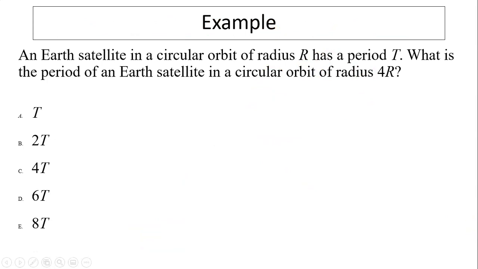Last example. An Earth satellite in a circular orbit has radius r and period T. What is the period of an Earth satellite in a circular orbit of radius 4r? How is T related to r? Remember the equation we derived? T is proportional to r to the power of 3 over 2. So r increased by 4 times. So what is 4 to the power of 3 over 2? That is 8. So the answer is just 8T.